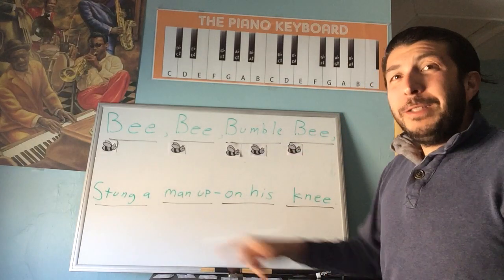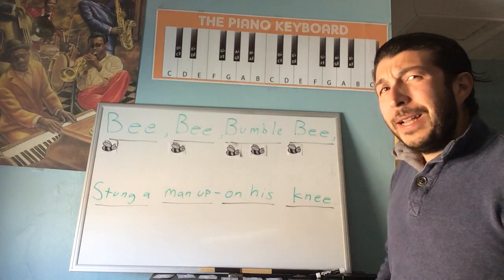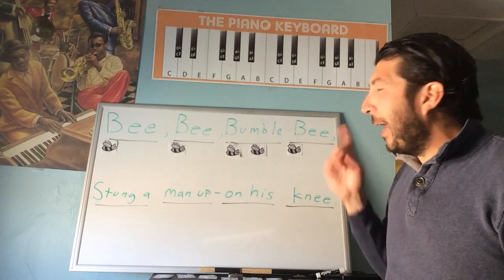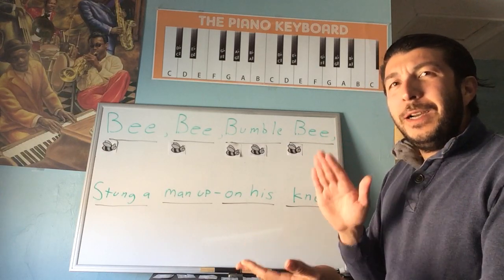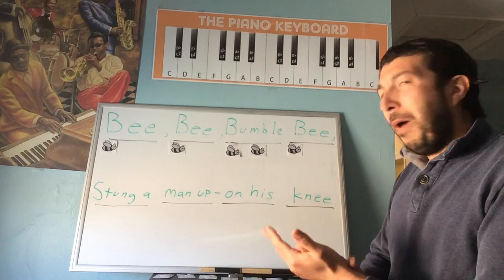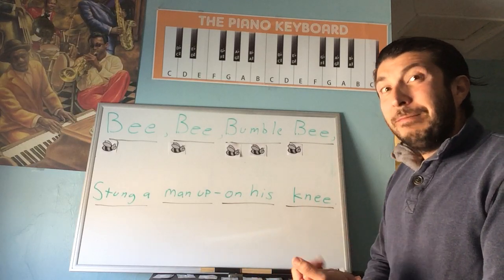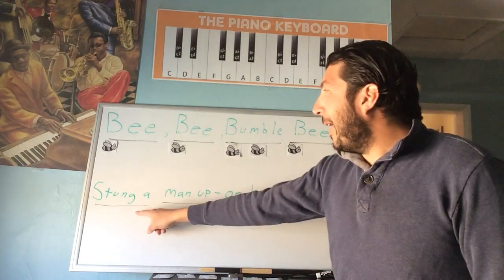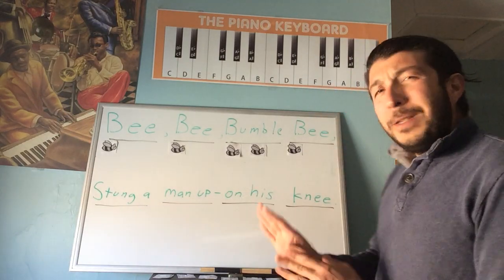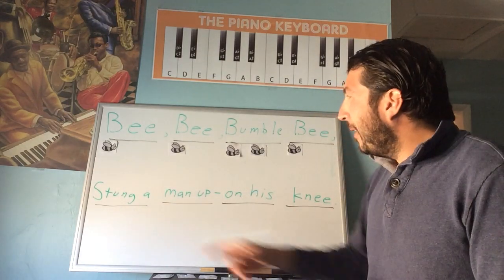Good. Let's go down to the second line. Ooh, second line sounded a little different. Let's remember what that sounded like. Stung a man upon his knee. That's a lot more sounds. Let's go 1 beat at a time. And the words are kind of funny here, so bear with me.